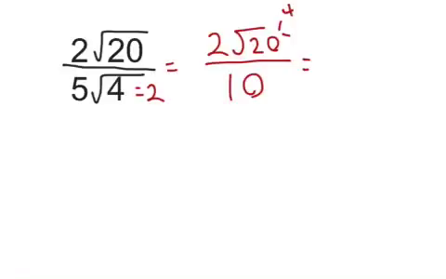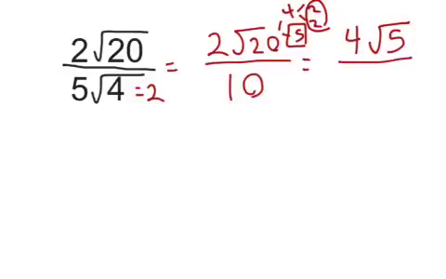20 is 4 and 5. 4 can be simplified into 2 and 2. There's my pair. 2 makes it out. 5 has to stay in. 2 times 2 is 4. Square root, you can say it loud, it's okay. 4 root 5 over 10.